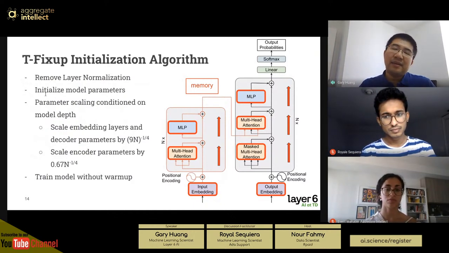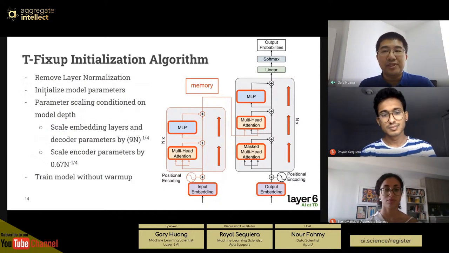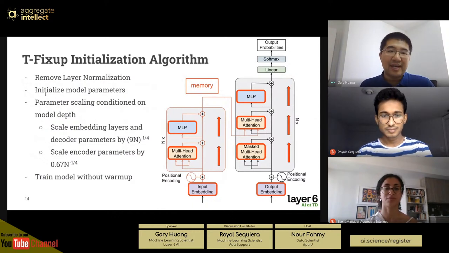It might seem that, and that's it, right? It might seem that our T-Fixup algorithm is pretty simple and straightforward, and in a way it is. Despite its simplicity, we shall see its power through some results on machine translation tasks.